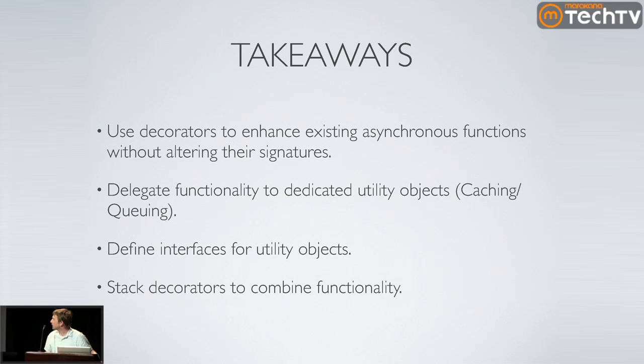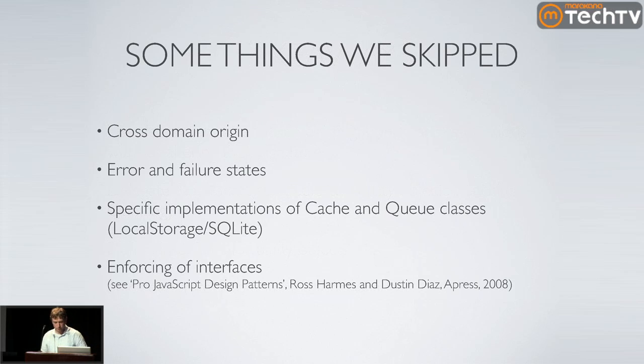So I did skip a few things. I'll just go over them briefly. Cross-domain origin, again, I said that it's not a problem. You could build things to get around that. Because I mentioned it at the start, I'm mentioning it again at the end that we're not talking about it. Things that could improve things are looking at error and failure states.